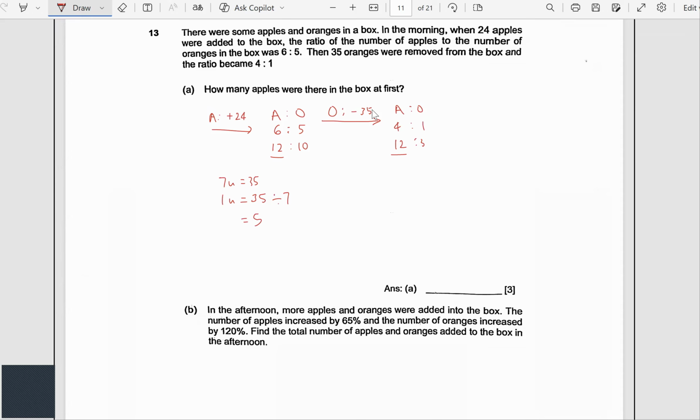We're finding apples at first. Okay, so find 12 units first. So 5 times 12, 60. There are 60 apples here. This is after adding 24. So the original would be 60 minus 24. Okay, so the answer is 36.